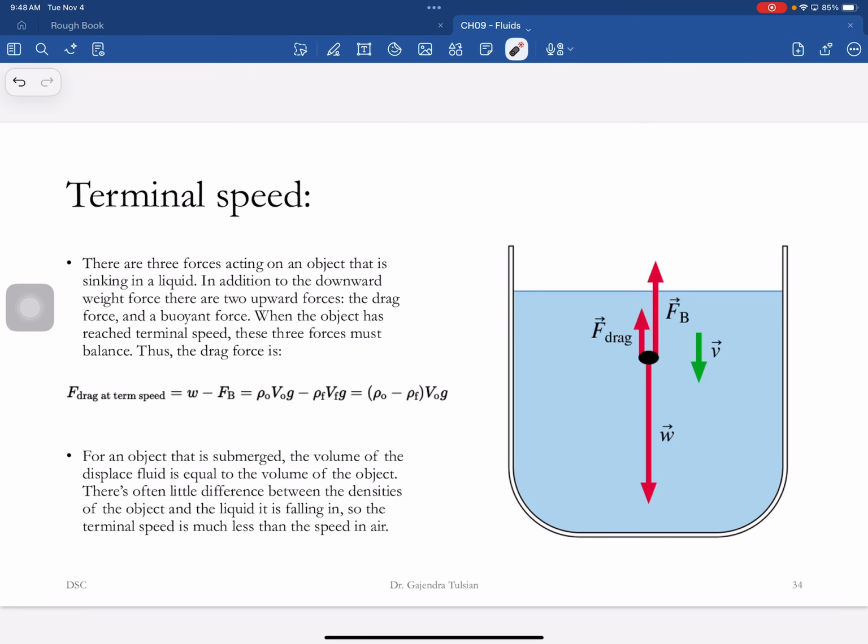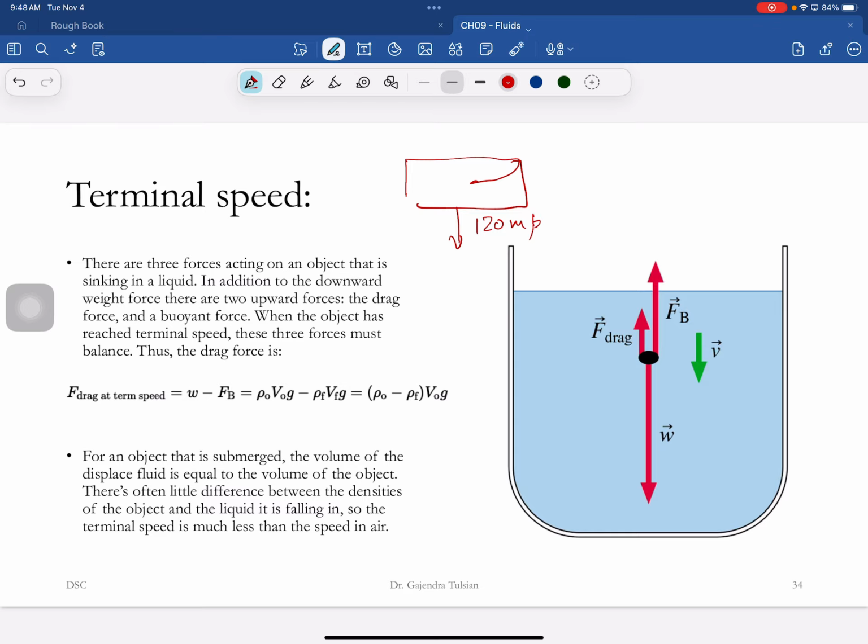All right, now we'll talk about terminal speed. Terminal speed is, let's say you're a skydiver and you jump off a plane. That's the fastest you're falling. If you fall spread eagle like this, for instance, your terminal speed is about 120 miles per hour. And if you fall in a dive position, then your terminal speed is about 180 miles per hour.